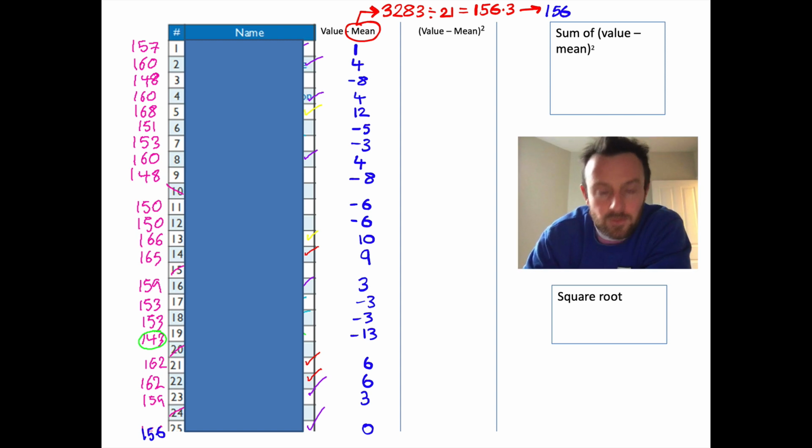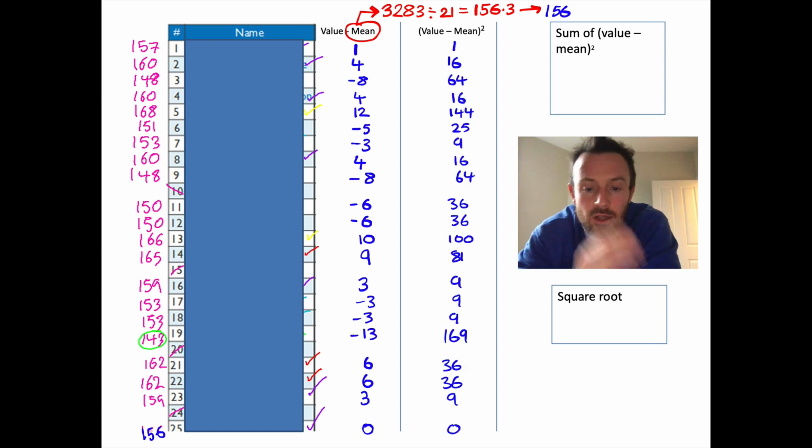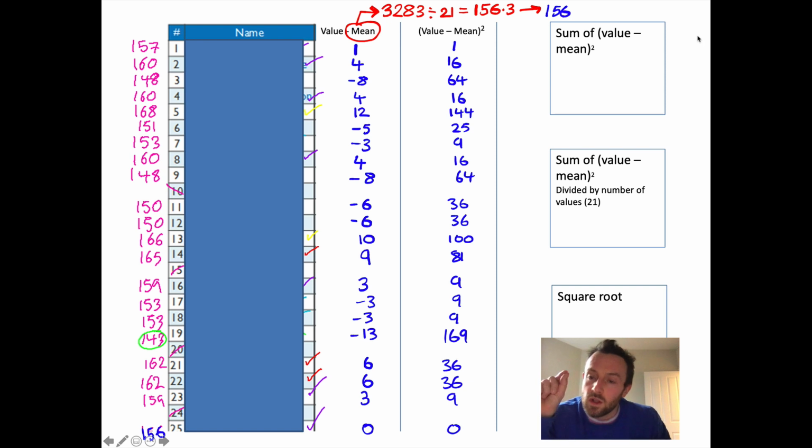Okay, have you done that? Here's what I get. So there's all my numbers. Okay, so we're getting there. Next thing we've got to do is add up all those. So get your calculator and add up all these values and write it in this box here. Once you've done that, you do 2 more things. So then you divide it by the number of values, which is 21, and then you do the square root of that. That's going to give you the value for the standard deviation.